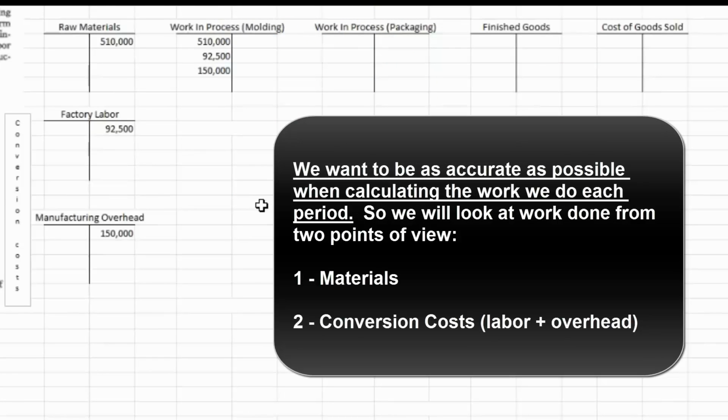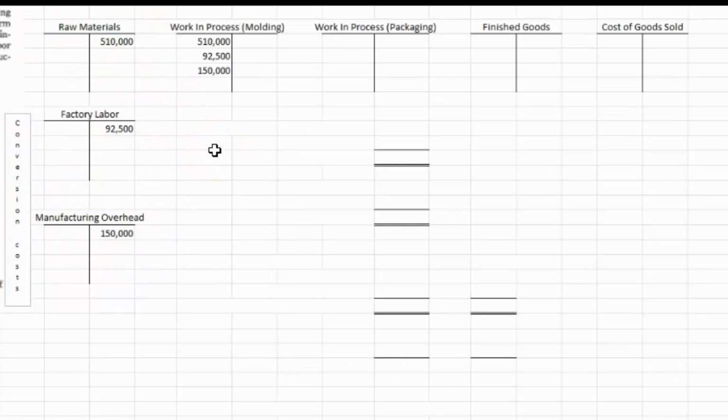Secondly, when we're trying to figure out how much it costs us per unit, we're going to look at it from 2 points of view: materials and conversion costs. We're going to call our labor and our overhead costs conversion costs, because we're going to take labor and overhead and apply them to materials to convert them into something else.